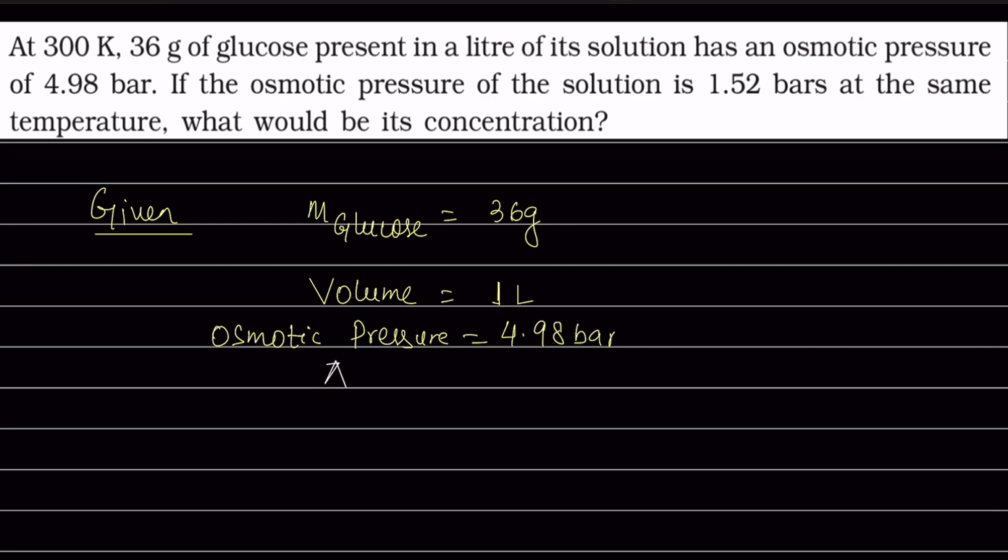Now there is a certain change in the osmotic pressure. So the new osmotic pressure is represented as pi dash. It is equal to 1.52 bar. So we have to find the new concentration of the solution. The temperature is taken as 300 Kelvin. There is no change in the temperature. Only the osmotic pressure is changing, and because of that, the concentration of the solution will change.